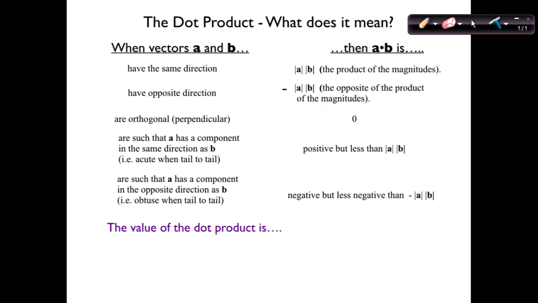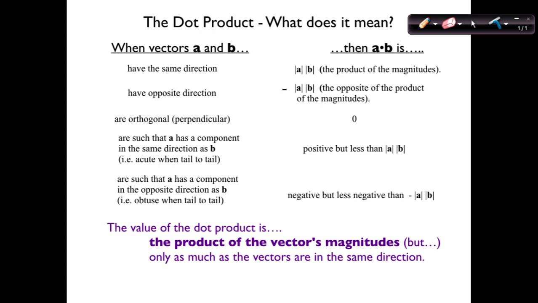So putting all this together, the value of that dot product has a particular meaning. It's the product of the vectors' magnitudes, but in all these cases, we're multiplying the magnitudes together, and now the direction comes into it, only as much as they are in the same direction. So only as much as the one is in the direction of the other do you multiply that component of it by the magnitude of the other.